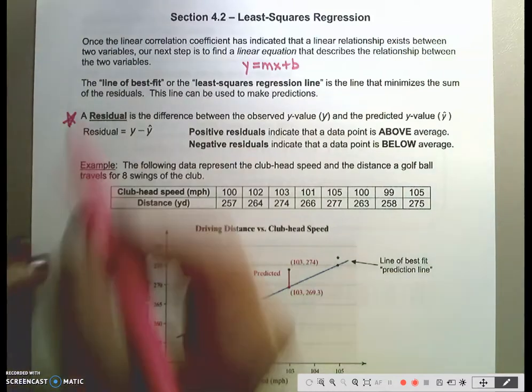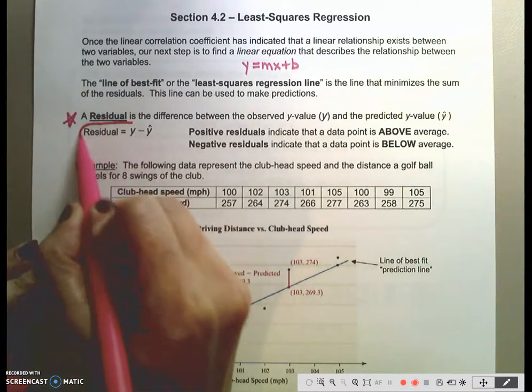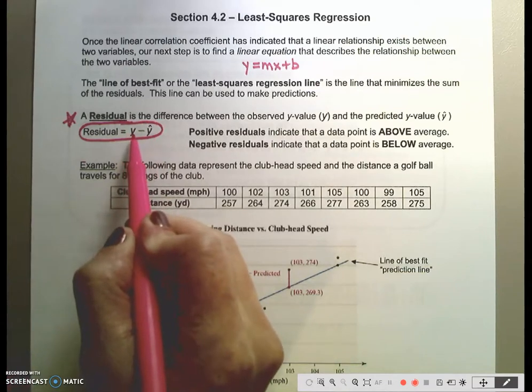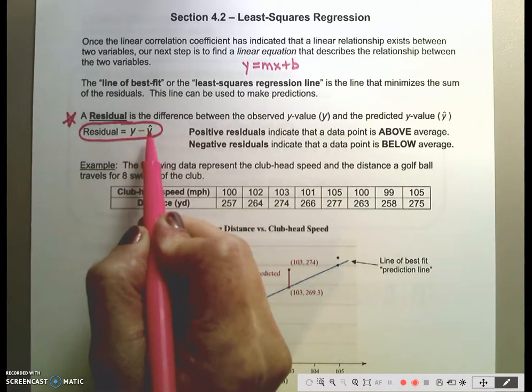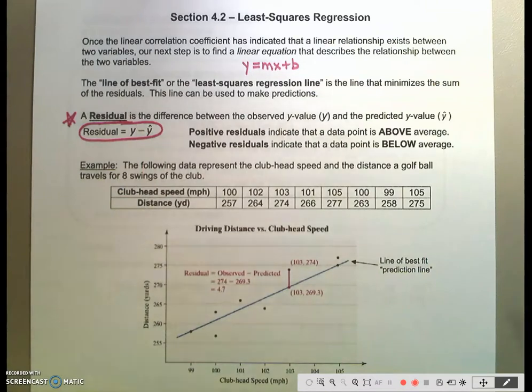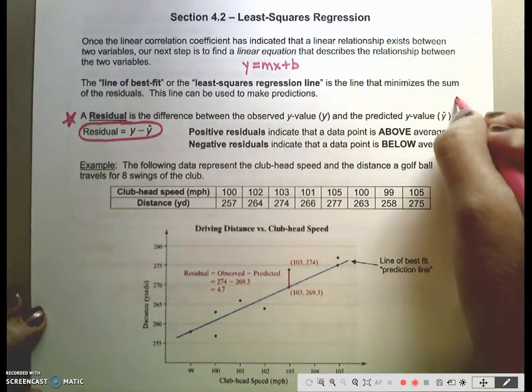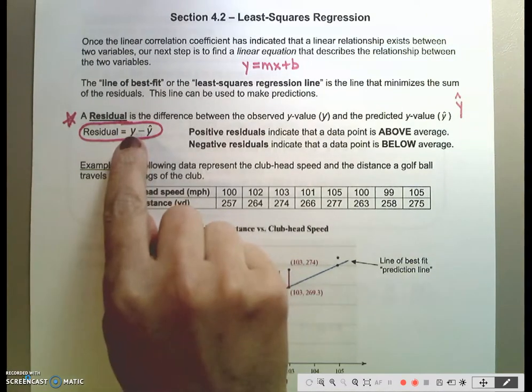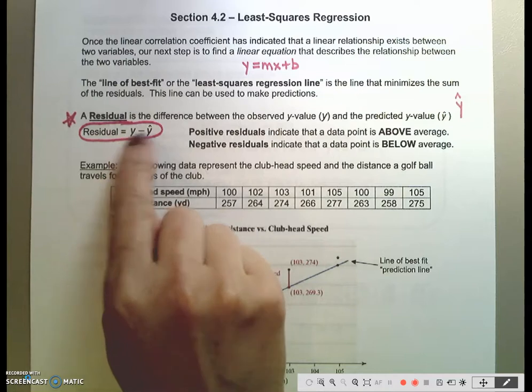So here's your formula, and you've got to be able to keep track of all these y's. Actual observed y value minus predicted. And when you see the predicted y value, it's a y with a little party hat on top of it. It's actually called y hat. So a y by itself is the y value of a data point. Y hat is the prediction.